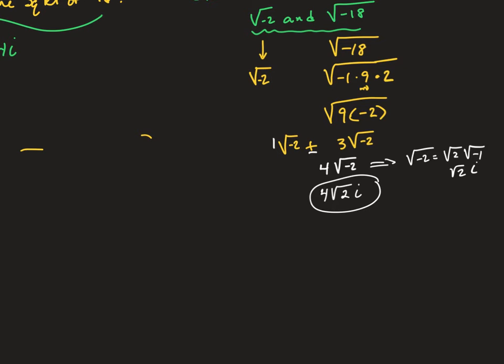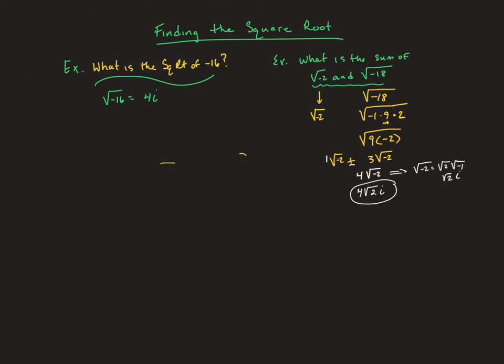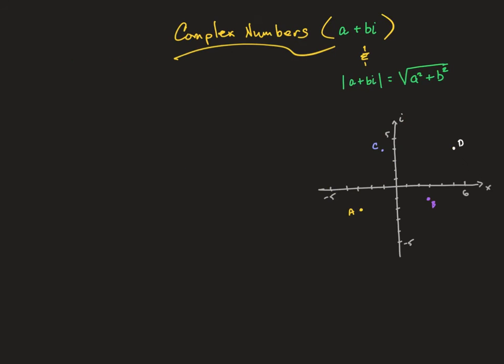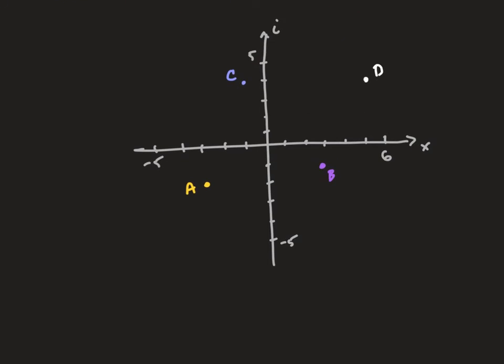Let's see, what else can we do as we talk about finding the square root here? Complex numbers, okay. We're going to look at some stuff here, but a complex number, remember, has a real component and an imaginary component. And when you graph that on the coordinate plane, you're going to have your real numbers along the x-axis, your imaginary numbers along the y-axis, and that's why I have i labeled here, because it's traditionally our y-axis, but in this case it's i.